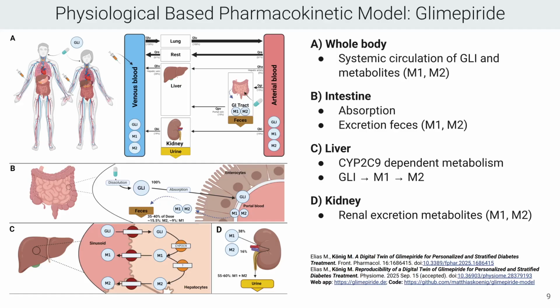We developed a detailed physiologically-based pharmacokinetic model for glimepiride. At the whole body level, the model describes the systemic circulation of glimepiride and its two main metabolites, M1 and M2. In the intestine, we simulate absorption of glimepiride and fecal excretion of its metabolites. In the liver, glimepiride is metabolized via CYP2C9, first to M1 and then to M2. And finally, in the kidney, we model the renal excretion of M1 and M2.